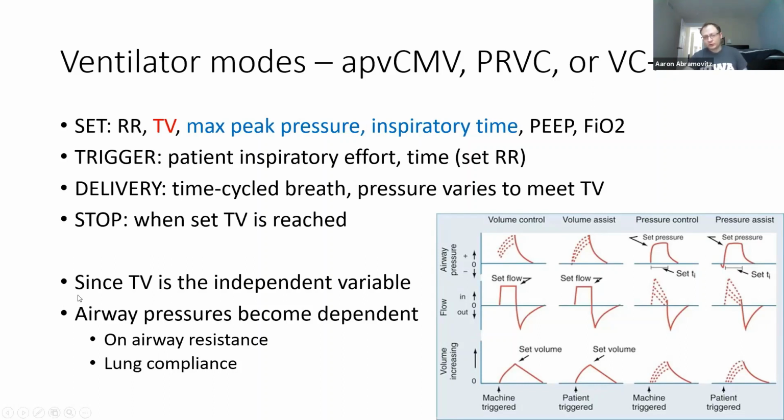Just like in a volume control mode, tidal volume is the independent variable, so airway pressures become dependent. And it is important to make sure that you pay attention to your maximum peak pressure alarm, because this mode actually will limit the volume given if it calculates that your peak pressure is going to be too high. And that's where it's kind of a hybrid between a pressure and a volume control mode. But I find that if you are paying attention and set the alarms correctly, this really delivers a dependable minute ventilation to a patient with the favorable pressure curve of a pressure control mode.